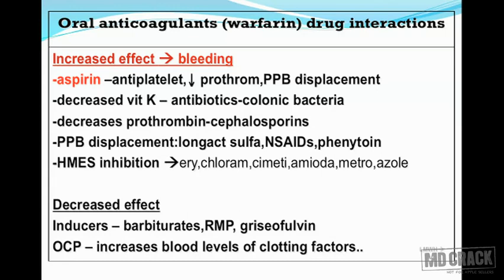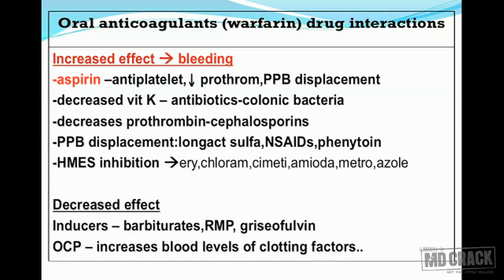Next, all those drugs which are displacing warfarin from the plasma protein binding sites, then the warfarin will be more in the blood in the free form and its level will be more. So this will lead to bleeding. For example, NSAIDs, long-acting sulfa drugs, and phenytoin.